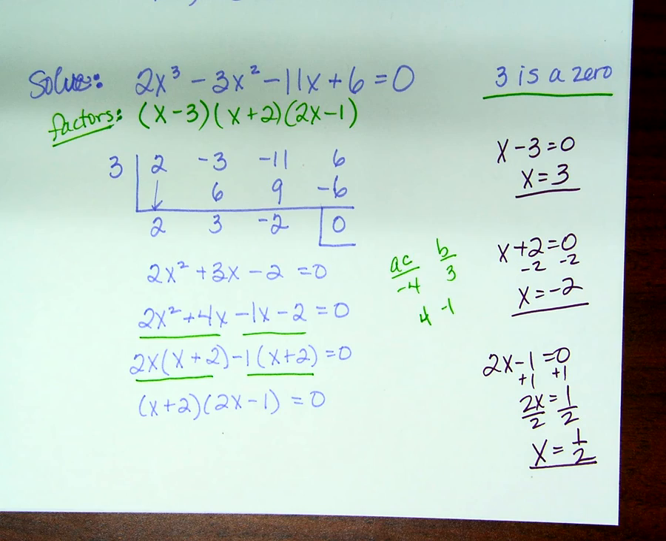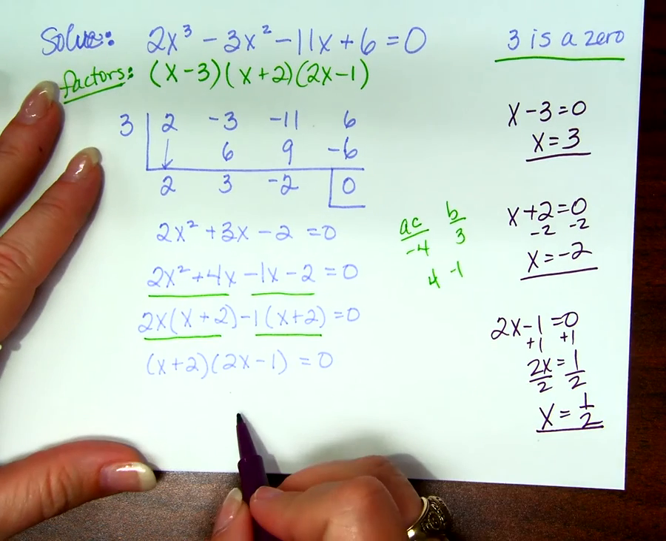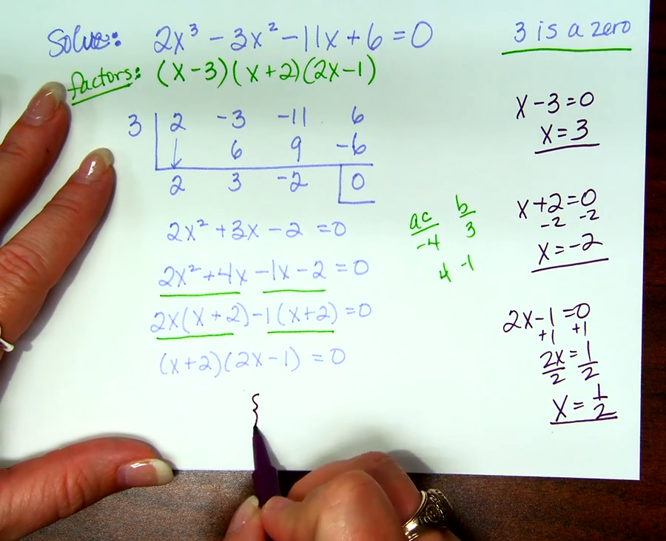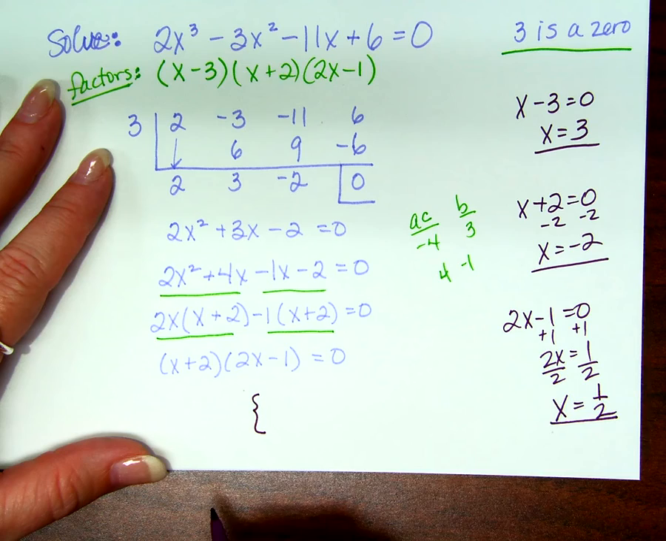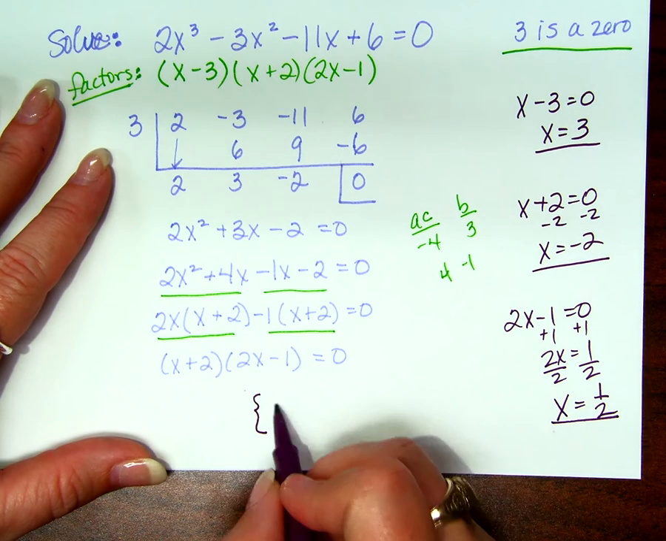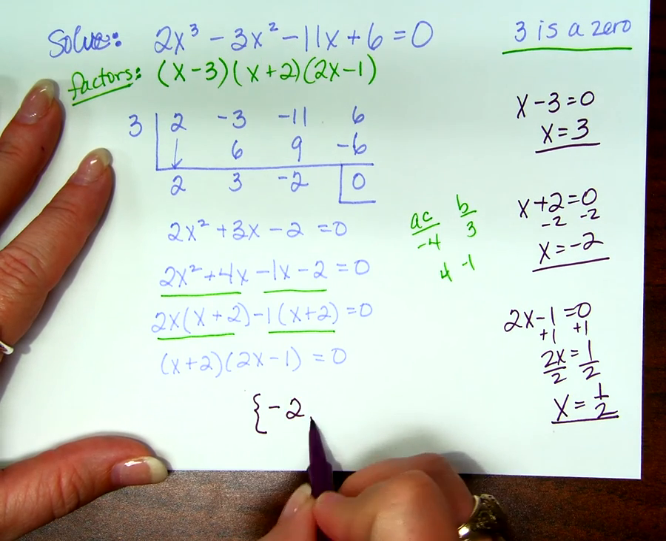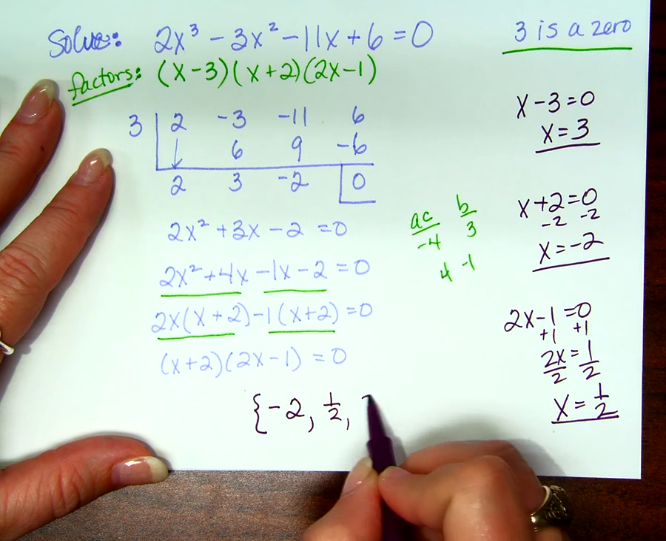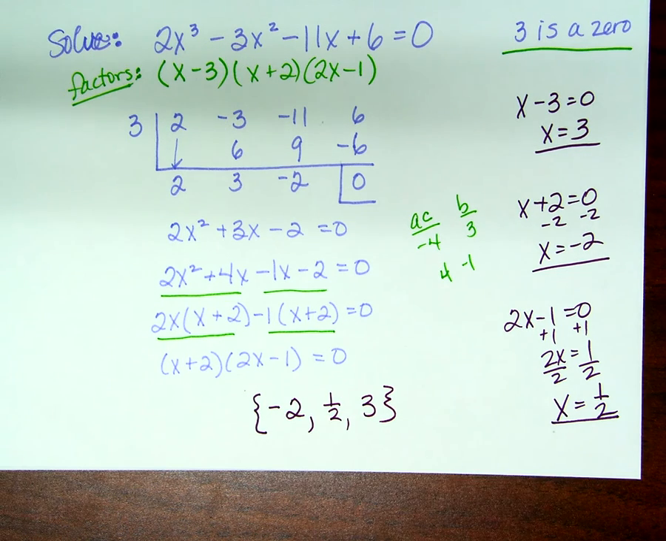Okay? It does ask you to typically write it as a solution set, which means we're using the set notation. And typically we write our solutions from least to greatest. So we would want this in the order of negative 2, 1/2, and 3. Does that make sense? Any questions about the factor theorem? No? All right.